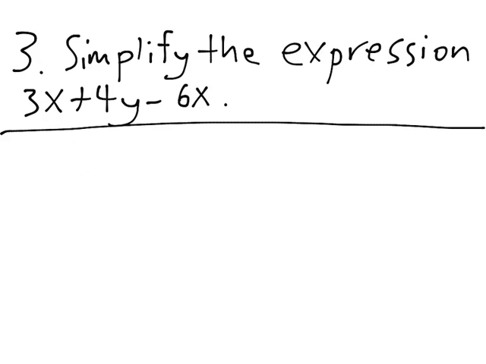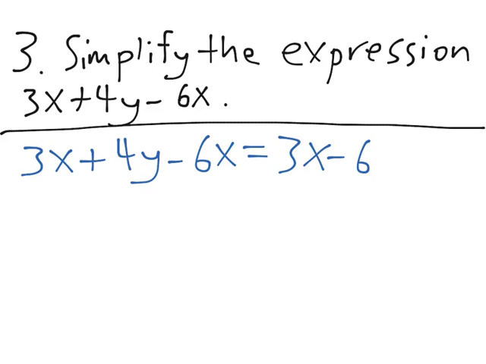Problem 3. Simplify the expression 3x plus 4y minus 6x. First, we write this out. 3x plus 4y minus 6x. Now notice how there's two terms that have x in it. If we put these next to each other, we have 3x minus 6x plus 4y.